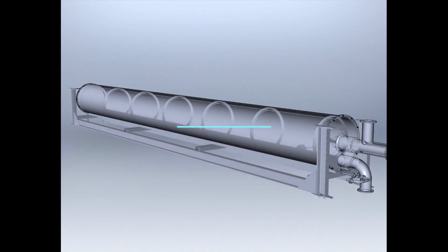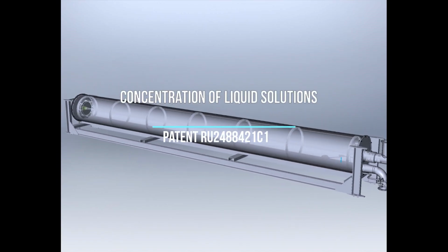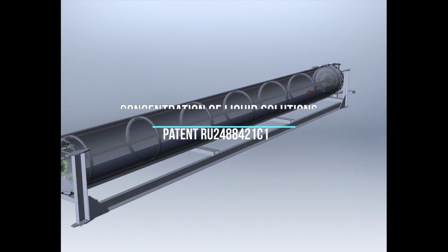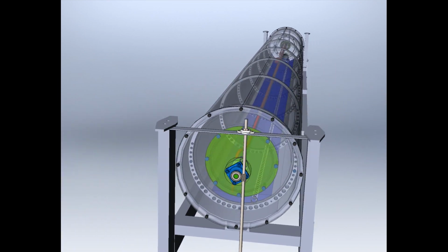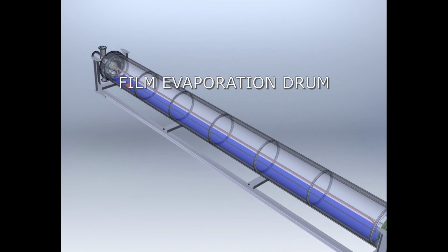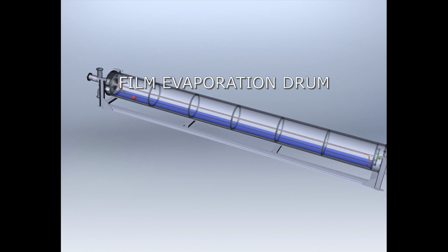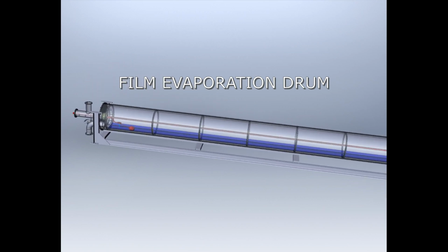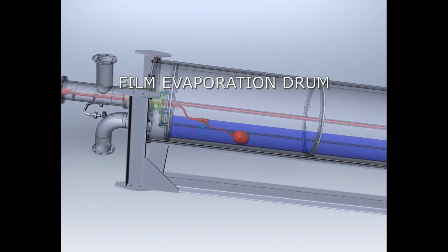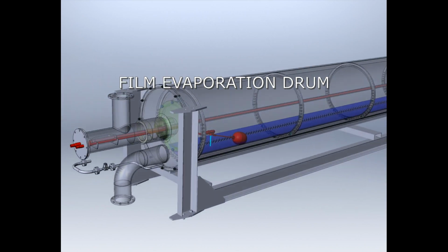I present the film evaporation drum, developed according to the patent RU 2,488,421 C1, for the concentration of liquid solutions. This is a new type of universal thin film heat exchangers that can be used for distillation and concentration processes of solutions in various industries, for example, for the concentration of liquid radioactive waste or for multi-stage water desalination.